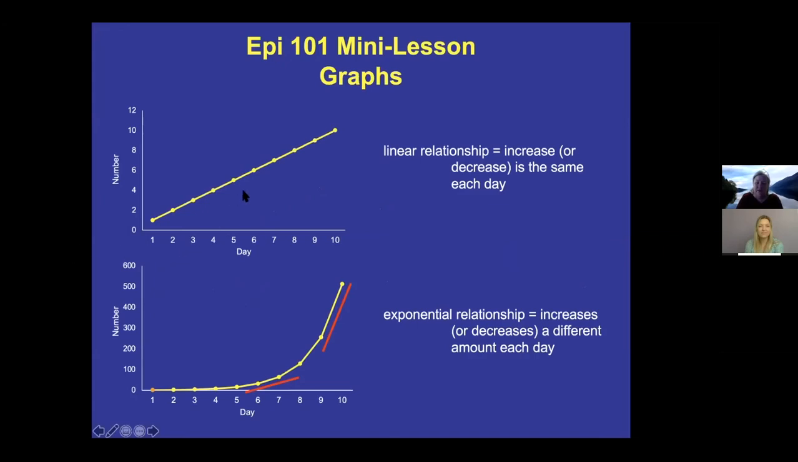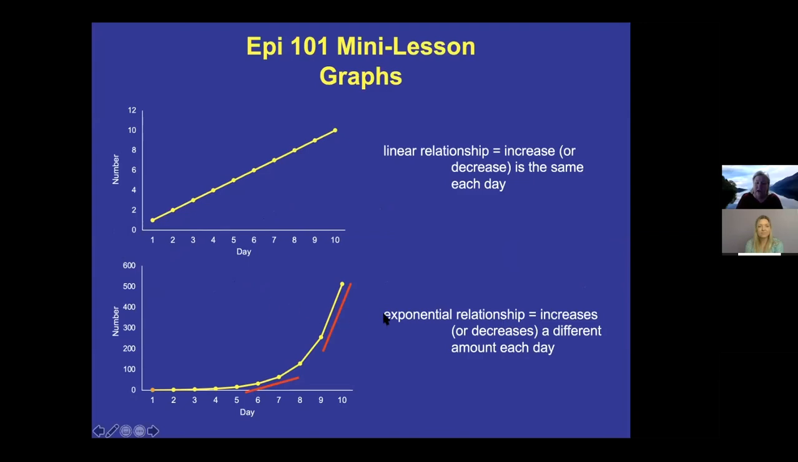And there's also different shapes of curves. This is just a linear relationship, what we call linear, where the increase or decrease, if it was a decrease, the line would be going in this direction, is the same each day. So this particular graph shows an increase of 1 for each day, nice and straight.